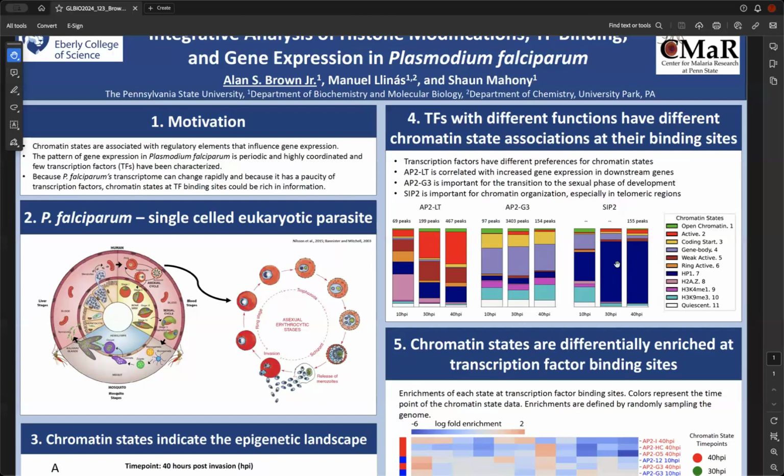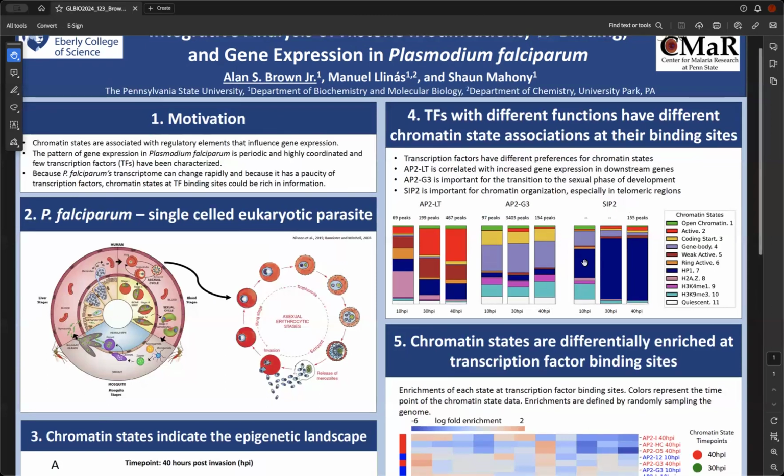CYP2 is an important regulator, and it's often associated with telomeric regions and some chromatin and chromosome folding and creating different boundaries. So this HP1 state is very common at the ends of chromosomes and in centromeric regions.